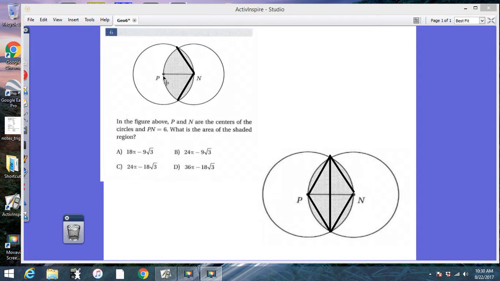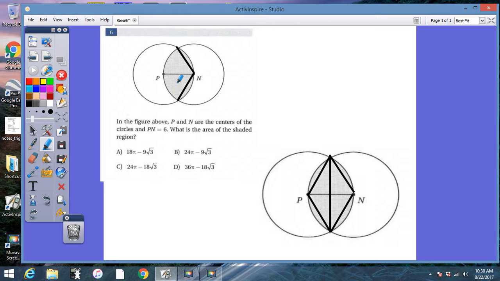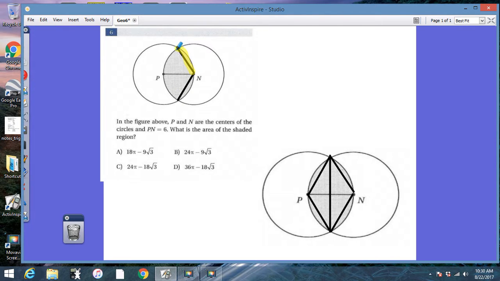We're looking for the area of the overlapping piece of these two circles. Most of it we can quickly get just by realizing that if this is the center of the circle, then this is a sector area, all this yellow.